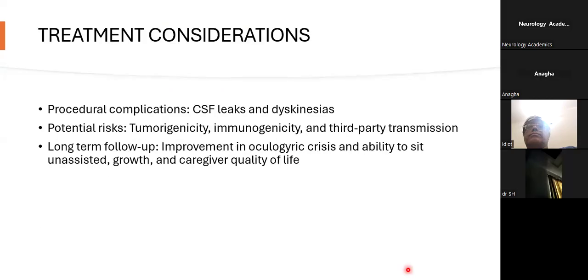The procedural complications include CSF leak and dyskinesias associated with the procedure of putaminal infusion. The potential risks include tumorigenicity, immunogenicity, and third-party transmission. In the long-term follow-up, there was improvement in oculogyric crisis and ability to sit unassisted, growth, and caregiver quality of life.